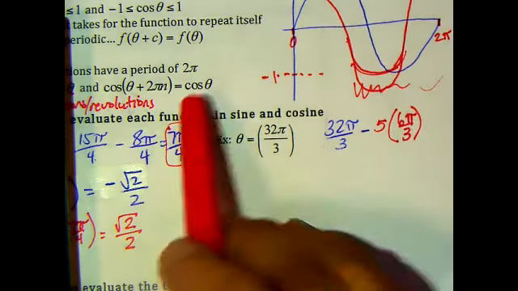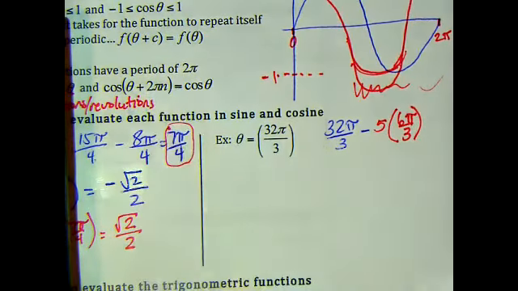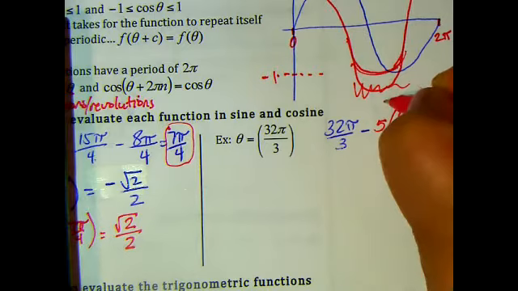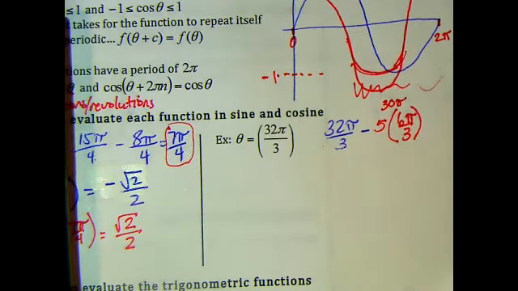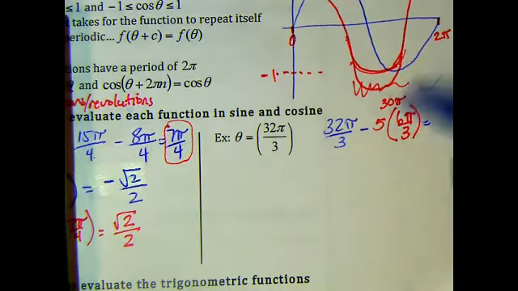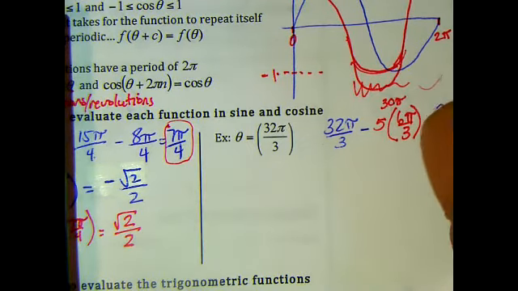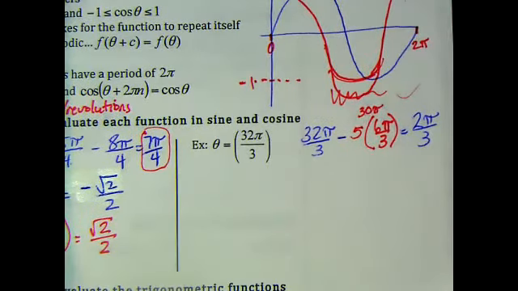Okay, 5 would be the equivalent of my n here, right? And so this becomes 30 pi over 3. I'm subtracting 5 revolutions of 2 pi in one single subtraction, in one single equation. So this will be 32 pi minus 30 pi, which is going to be 2 pi over 3. And I get my simplified angle right off the bat.